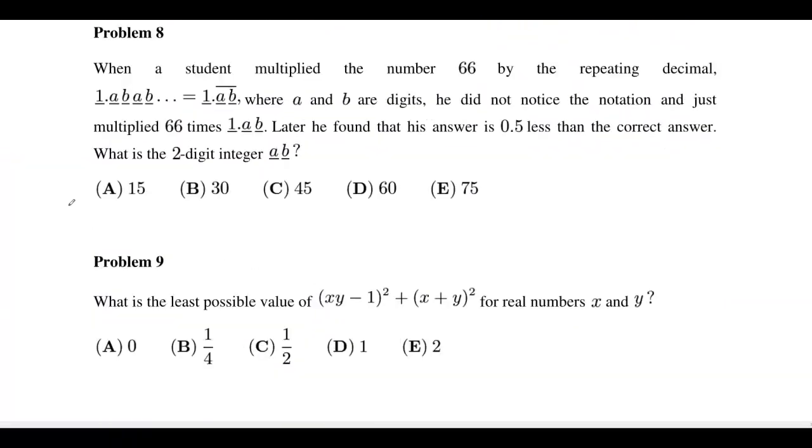Take number 8. When you should multiply the 66, this one, by accident, he multiplied 66 to this one, okay? Terminate decimal. This is about repeating decimal. Repeating decimal is bigger than, okay? So when you shift 66 minus what is the 1.AB minus 1 times AB, that is equals to 0.5. Okay? What is this value?